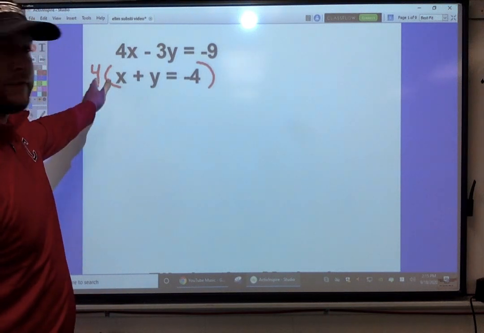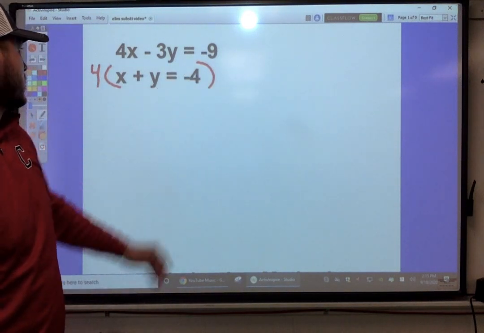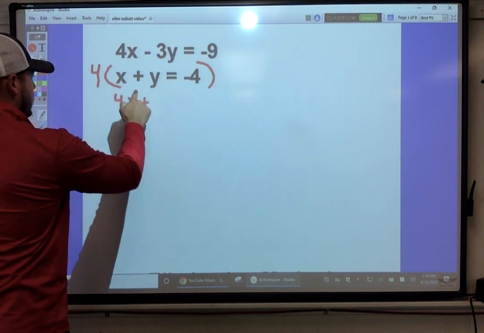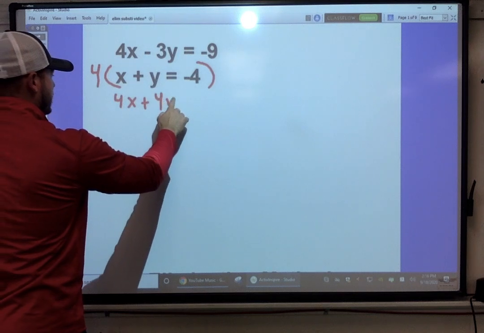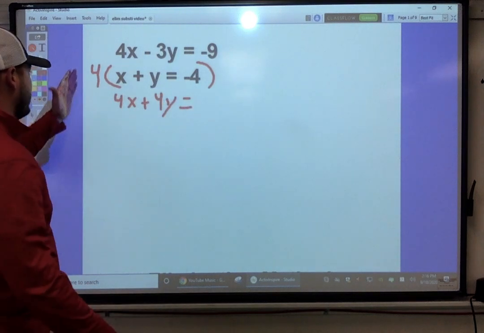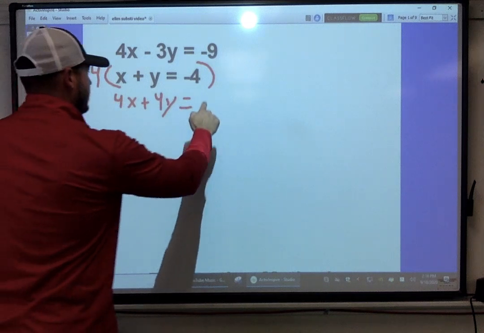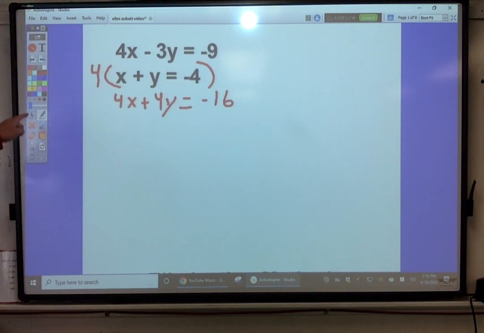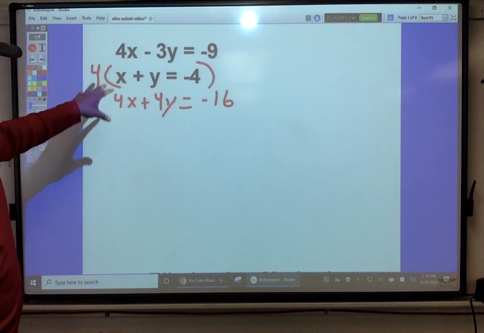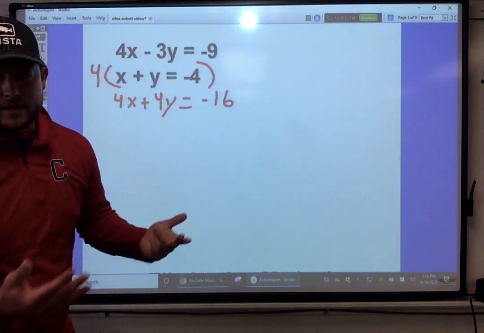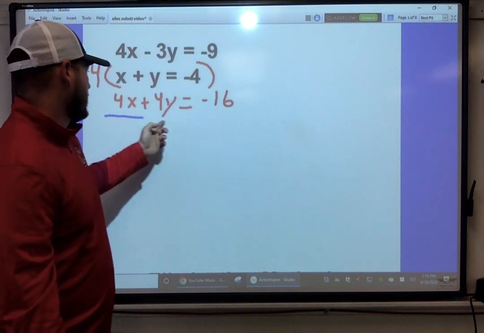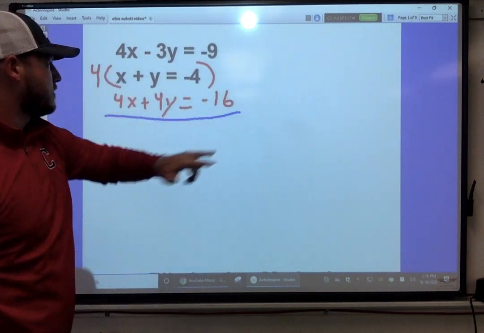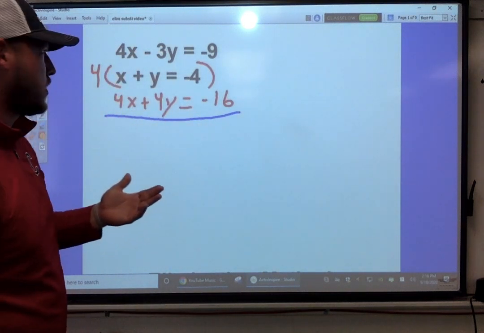So now we've got to distribute the 4 to each term. Right? So 4 times x is 4x. 4 times y is 4y. Can't forget my equal sign. And 4 times negative 4 is negative 16. Right? So now, how can I get one of these terms to be eliminated, to go away? What I'm going to do is subtract this top equation. I'm going to subtract the bottom equation. So let me show you what I mean.